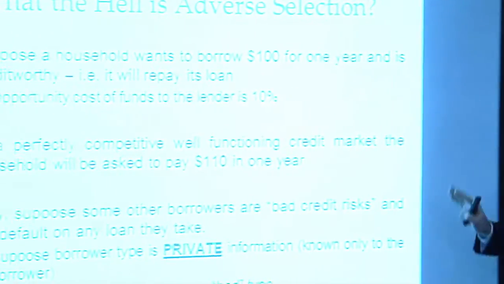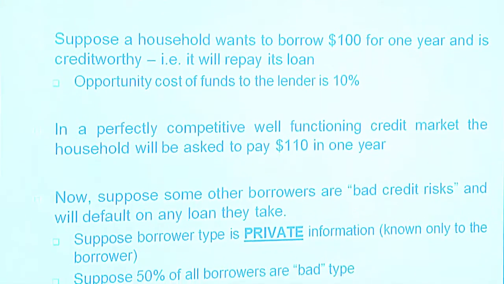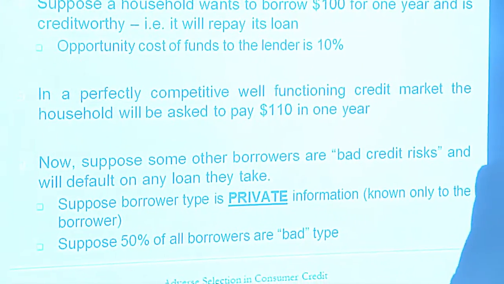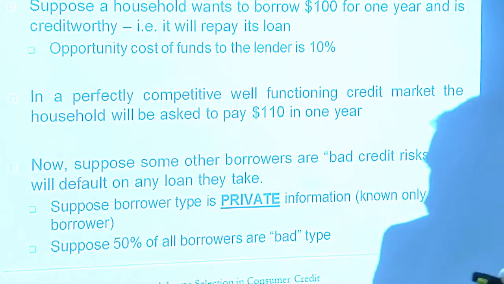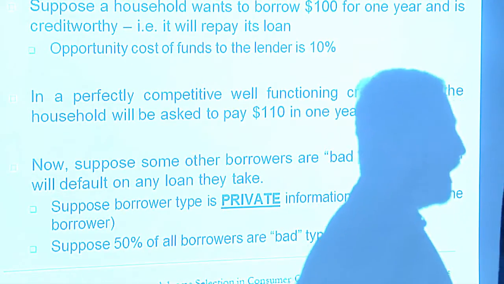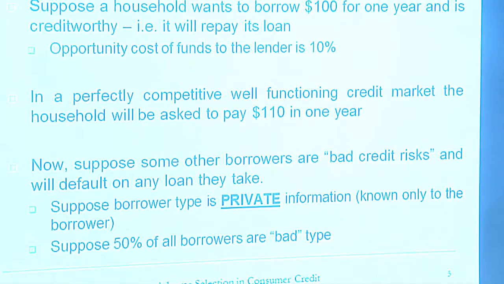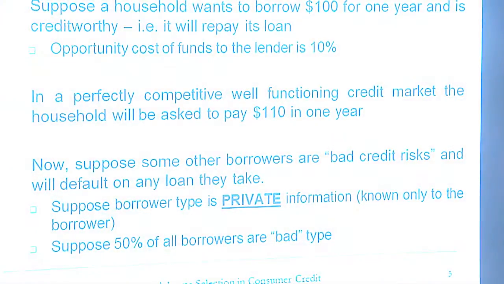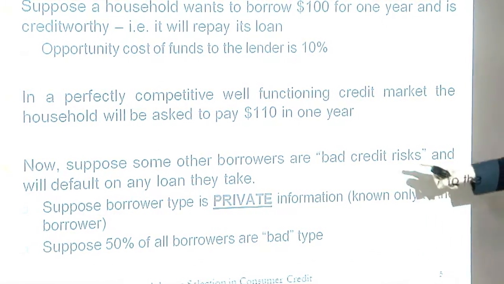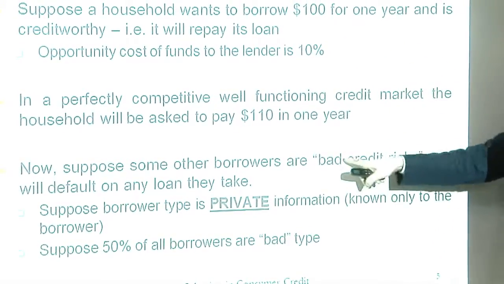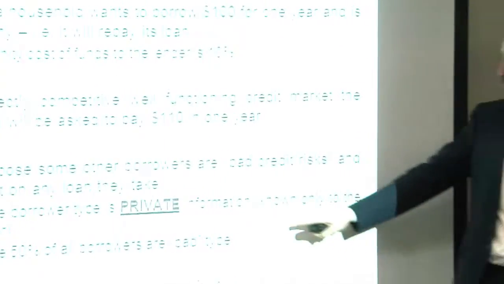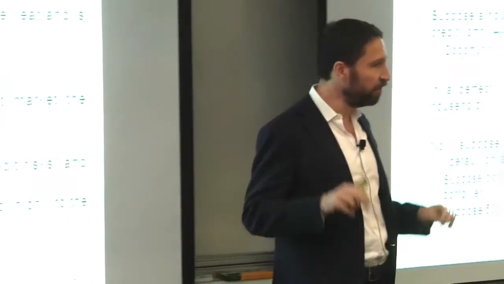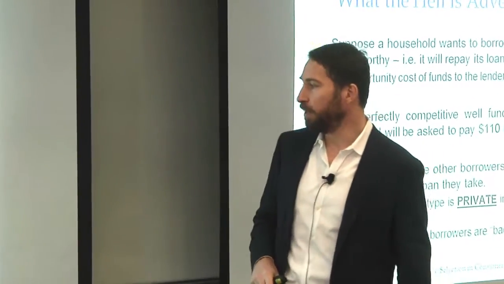Okay? Adverse selection looks like this. Suppose that there are some other borrowers who are observationally equivalent. So a bank or a creditor can't tell who is who, but some borrowers are less creditworthy. And let's take the example all the way to the extreme and suppose that some borrowers are terrible credit risks and they will just default on any loan that they take at all. So I can't tell as a creditor whether I'm lending to this guy or to a bad credit risk. This borrower type is private information, and suppose that half of all borrowers are these bad types.